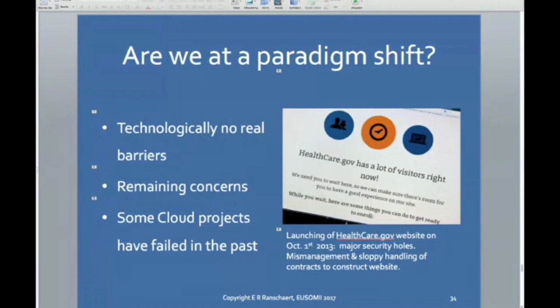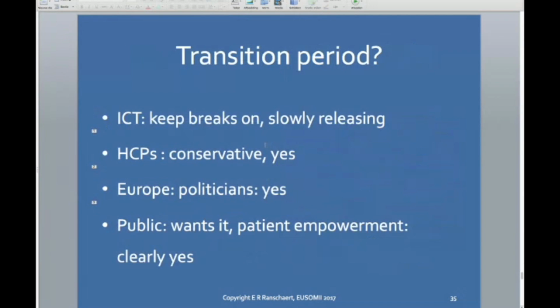So are we now at a paradigm shift? Well, at this moment, there are no technological barriers, but there are still some concerns, as I explained. It is also true that some cloud projects have failed in the past, like in the United States. They wanted to launch the healthcare website in 2013, but there were some problems quite soon, caused by mismanagement and sloppy handling of contracts, etc. So yes, it could fail. Maybe we should see this as a transition period.